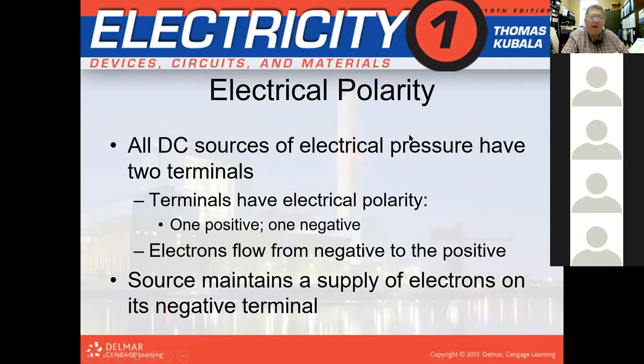And then electrical polarity. Polarity means if you have a device that has a definite positive and negative terminal, that it matters, then it has polarity. Like batteries have a plus and a minus, so they are polarized. When you're talking about electron flow, electrons flow from negative to positive. And a power source would maintain a supply of electrons on the negative terminal.